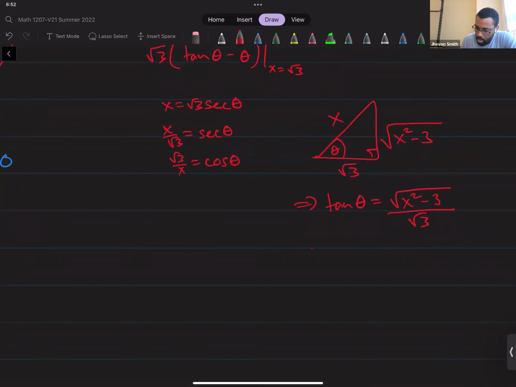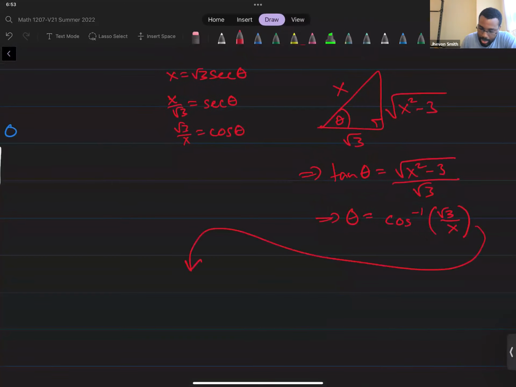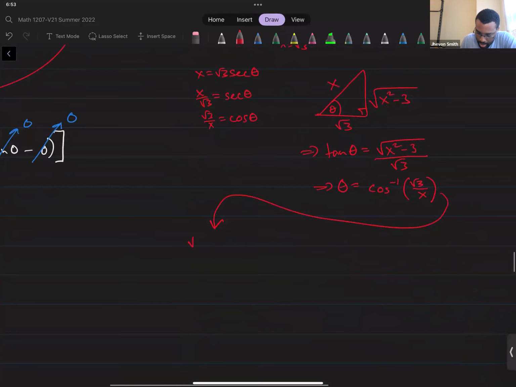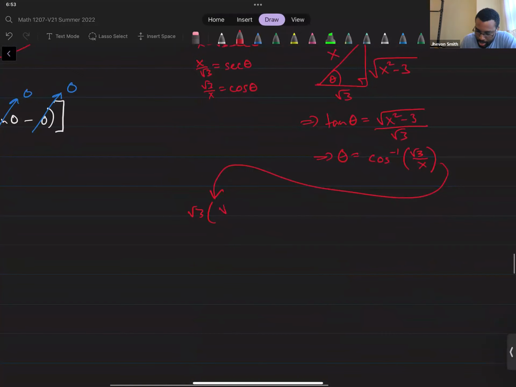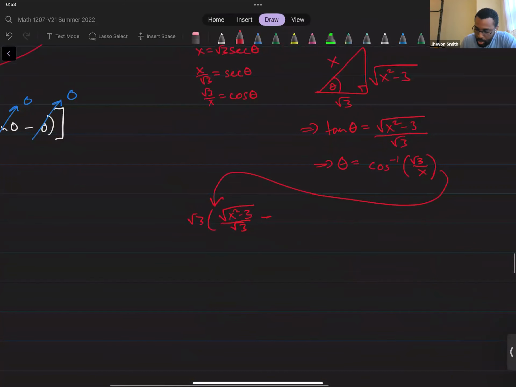And also that my theta is going to be a secant, or is going to be a cosine inverse of rad 3 over x. And so then I'm going to have to come back here and plug that in. So then I'm going to have rad 3 times the tangent, which was like the square root of x squared minus 3 over rad 3, minus the theta, which is a cosine inverse of rad 3 over x. And now I'm finally at the position where I can plug in rad 3 and 2 for x.